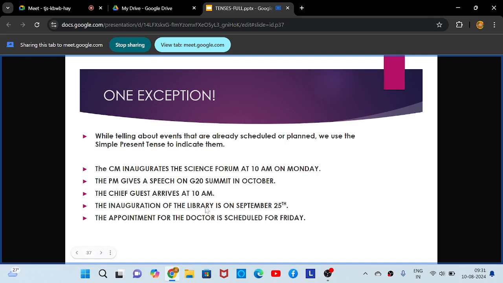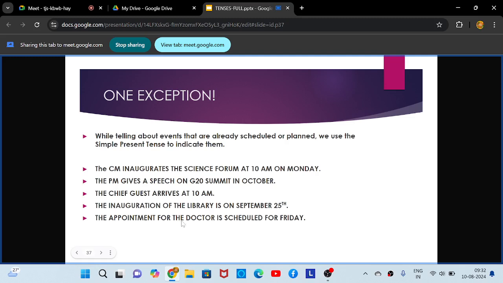The inauguration of the library is on September 25th. The inauguration of the library, okay, so that is together the subject, please note. Is is the verb. On September 25th is the object. We cannot divide inauguration and library separately. So together it is a subject. The inauguration of the library, that is a subject, plus is the verb, plus on September 25th is the object.